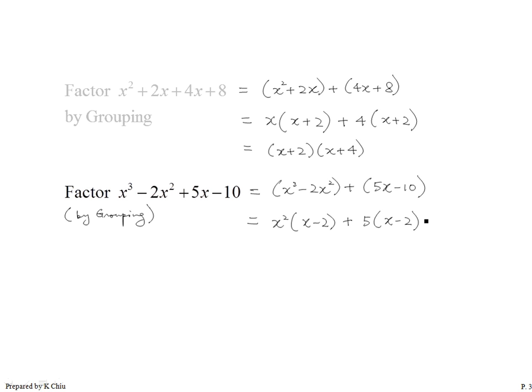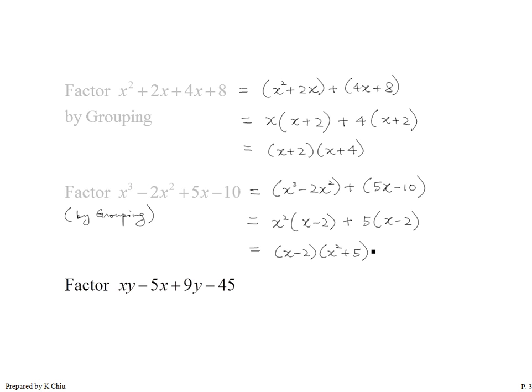So once again, I have 2 terms. And in these 2 terms, I have x minus 2 as the common factor. So I further factor out the x minus 2. That will give me x minus 2 times x squared plus 5. So far so good, right?